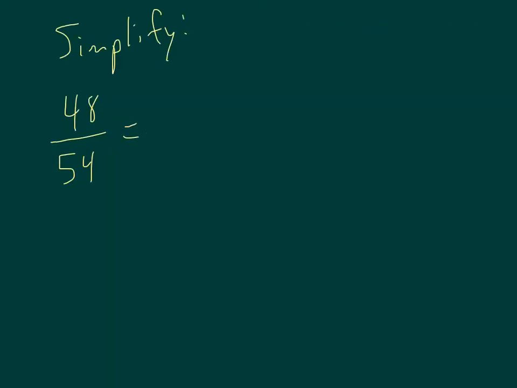Example number 1, 48 over 54. What goes into 48 and 54? Well, 2 does. Well, you know what? Let's try something bigger. I know that 48 is 6 times 8. Is 54 6 times something? Yes, it is. 6 times 9.